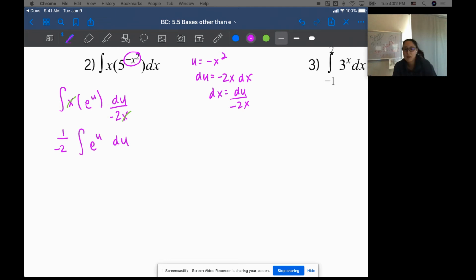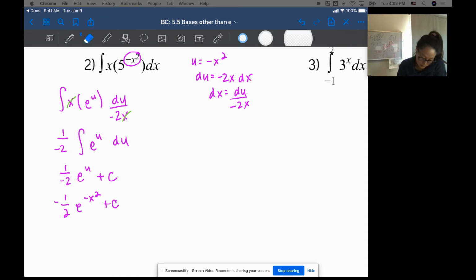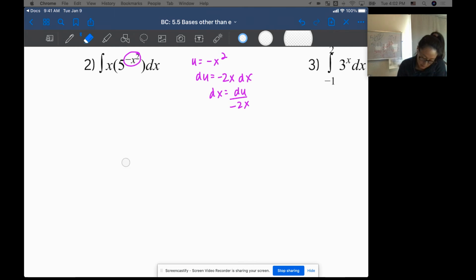I fully recognize you can probably skip some of these steps. So I get 1 over negative 2 e to the u plus c, and I'm just going to bring my negative out, replace my u with negative x squared plus c. Wait a second. I missed something. Ha! I see what I did. Okay, let's try this one again.